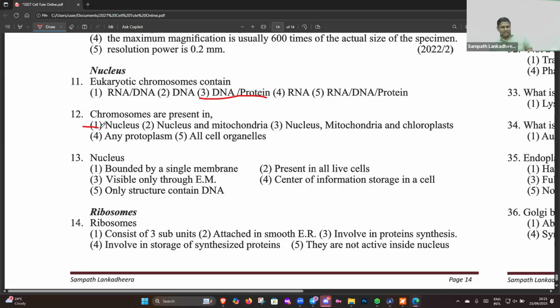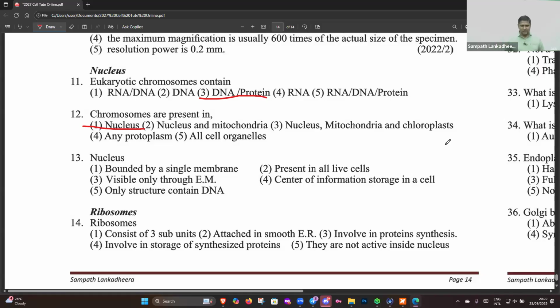So we'll take that nucleus as the answer. Neither. Nucleus. You can't take mitochondria. Question number 13. Nucleus bounded by single membrane, present in all live cells, and visible only through electron microscope. Center of information storage of a cell. Only structure containing DNA. Nucleus bounded by single membrane, wrong.